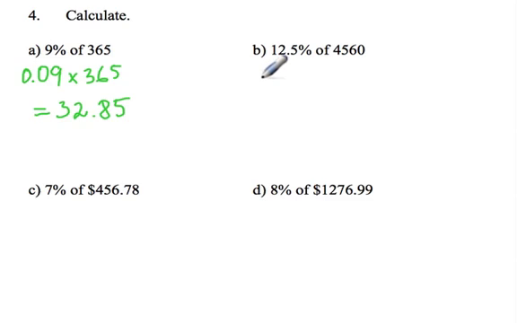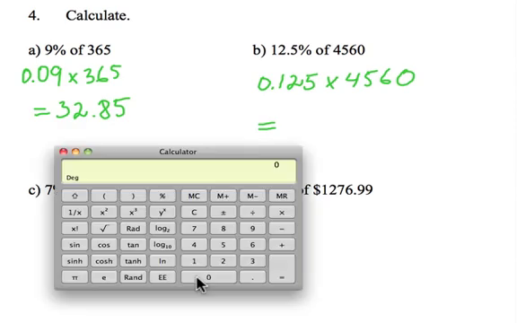12.5% we can rewrite as 0.125 times 4560 equals 570.